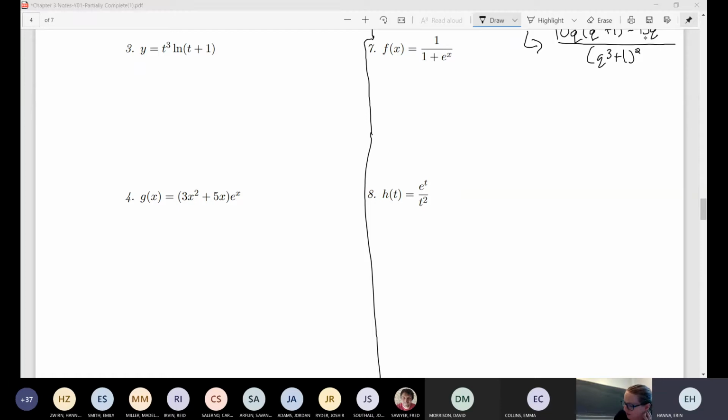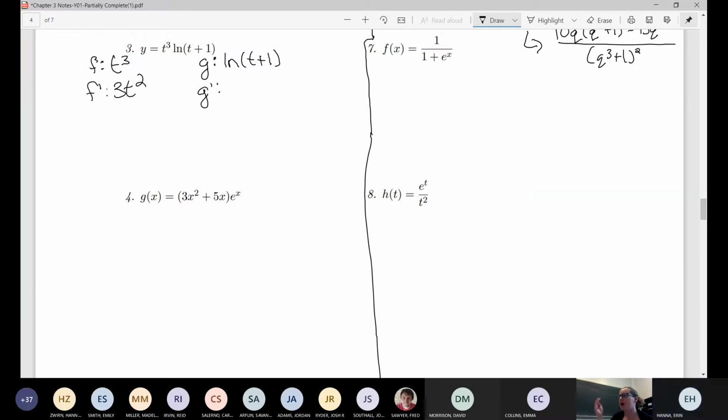So we have a product rule here where our first thing is our t cubed and our second thing is the natural log of t plus 1. So we need the derivatives of each piece. So we have 3t squared by a power rule. Bring the power down, subtract 1 from the power. And then the derivative of g is technically a chain rule. So we have the natural log of something. So we start with 1 over that thing.